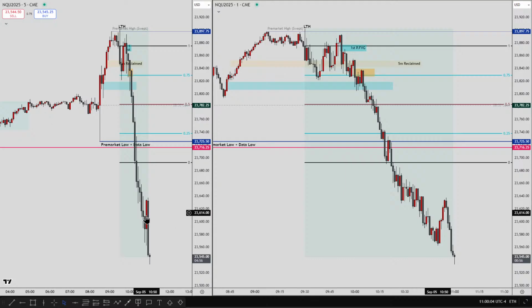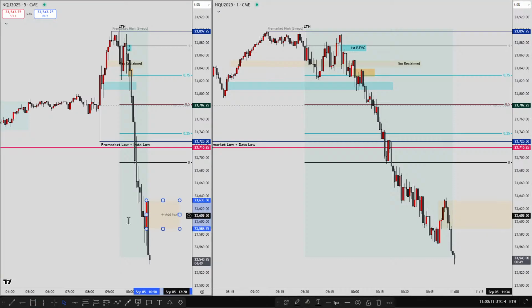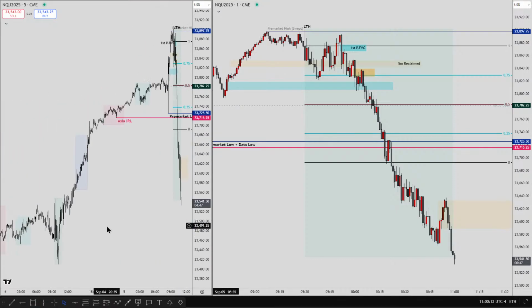The five-minute is a really nice bearish order block. So if you can trade back into that, even though you're in discount, it's nice. If you have a draw that's like that.